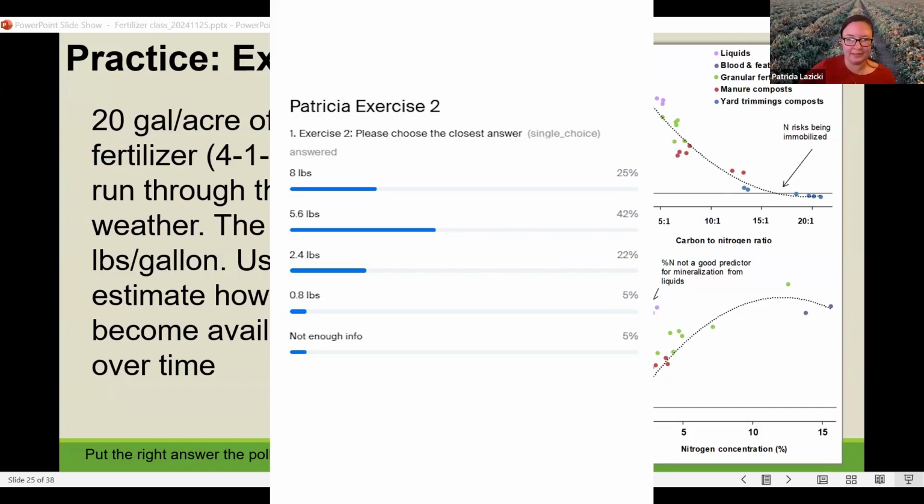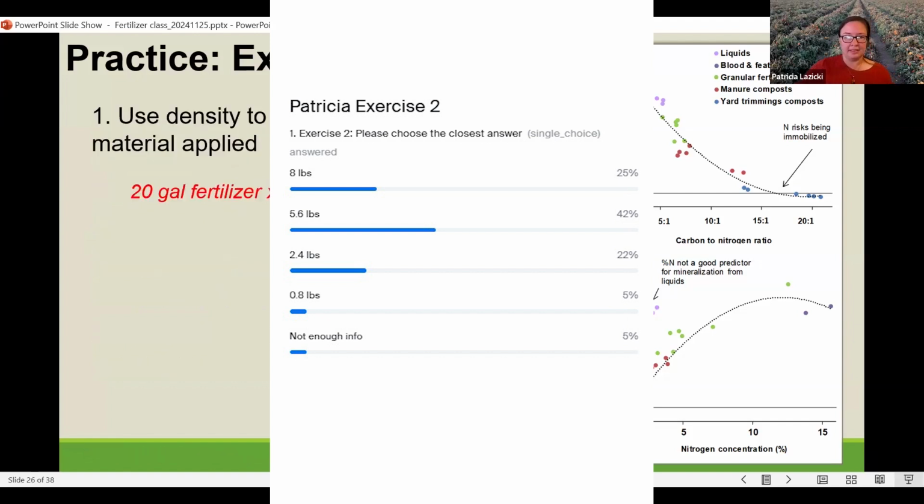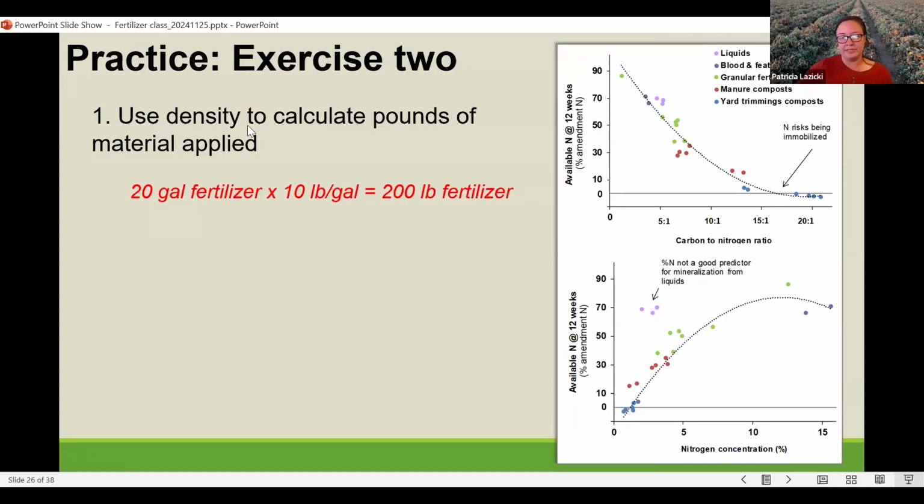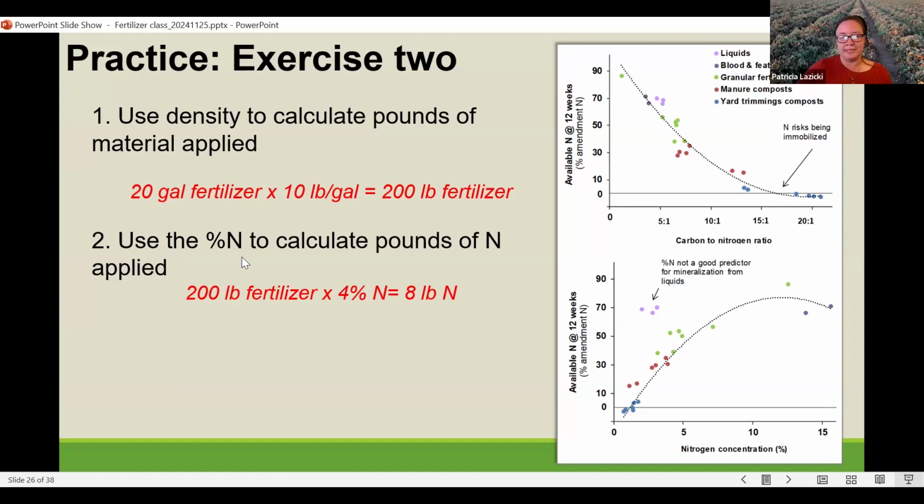Okay, so I'm going to end the poll and show real quick. Most people got this one. I think the practice was helpful because this one was a lot harder. We first of all used the density to calculate the pounds of material applied. So 20 gallons fertilizer times 10 pounds per gallon, 200 pounds of fertilizer that we applied. Then use the percent nitrogen to calculate the pounds of N applied. 200 times 4% equals 8 pounds of nitrogen.